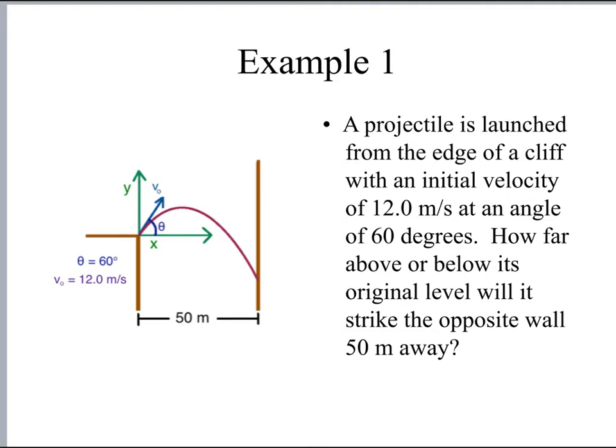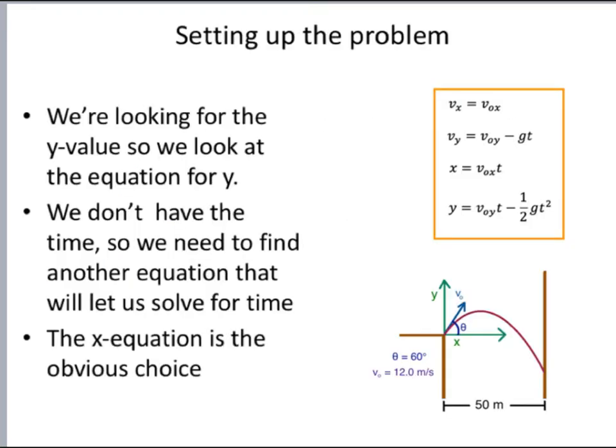Okay, so let's look at how to analyze this problem. What we're looking for here is the y value, the distance above or below the origin where the thing is going to strike. And so if we look at the y equation, we can figure out what the y component of the initial velocity is. That's just going to be found using our trig. But we don't know what the time is. We know what little g is, but again, we don't know what the time is. So we cannot use the y equation because we don't know what the time is. Or I should say, we can't use it yet.